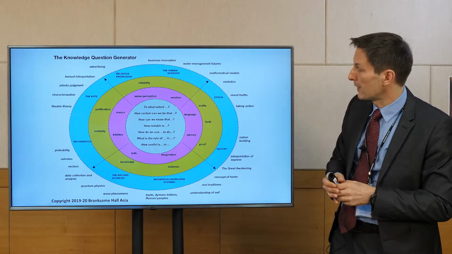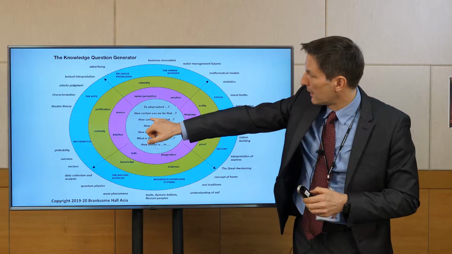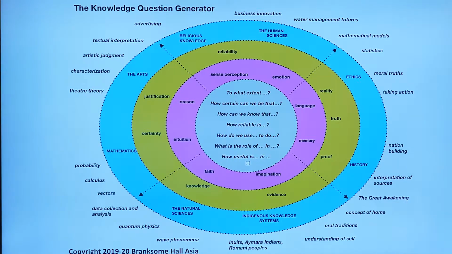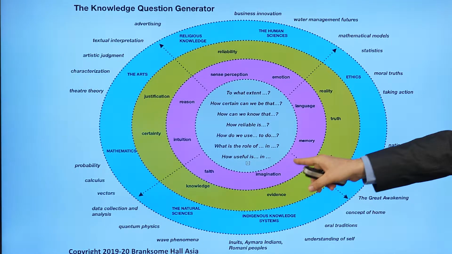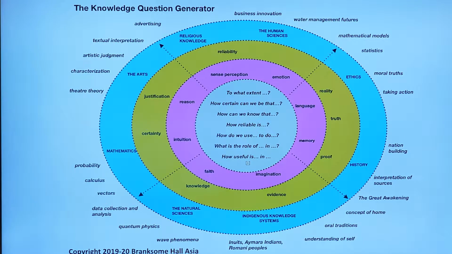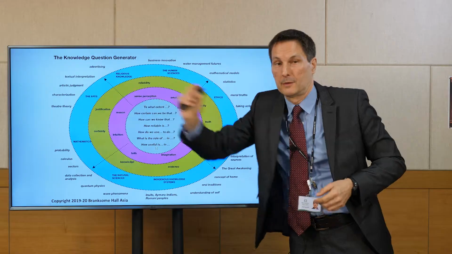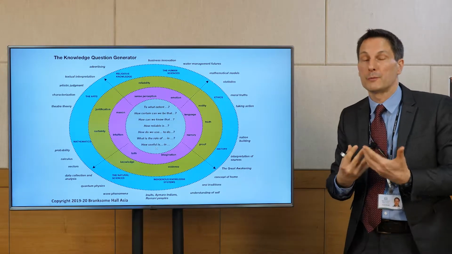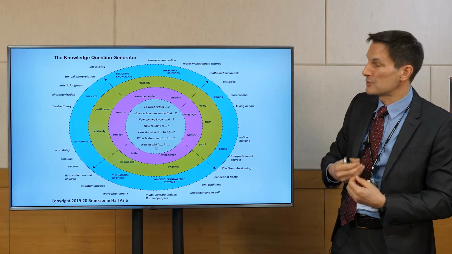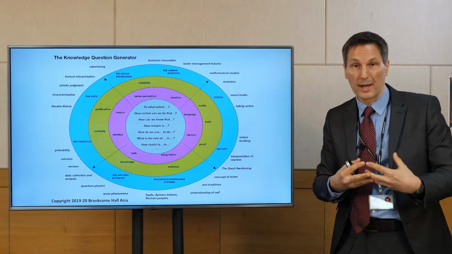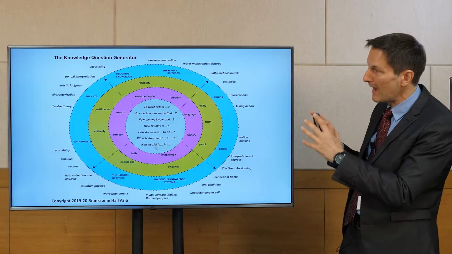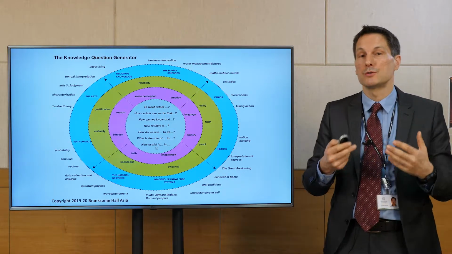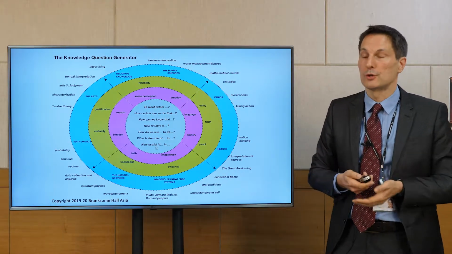One more example. I could start here. I could say, how can we know that the imagination can give us a sense of reality when we are analyzing a text in literature? Okay? So again, we're talking about the role of imagination to give us a sense of certainty and truth when we're assessing or analyzing a work of art or a work of literature. So it's a very, very powerful question generator that our students use all the time to develop good knowledge questions.